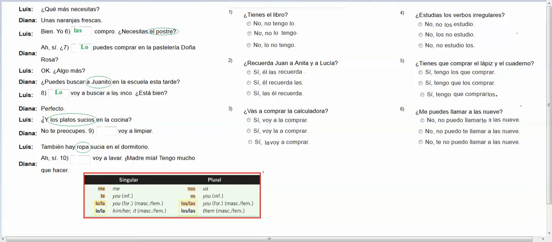Está bien. Perfecto. Y los platos sucios en la cocina? And he says, you know, the dirty dishes in the kitchen. She says, no te preocupes, voy a limpiar. She's like, I'm going to clean them, meaning the dirty dishes, which would be los voy a limpiar. También hay ropa sucia en el dormitorio. Sí, blank, voy a lavar. Madre mía, tengo mucho que hacer. So then she says, yes, I'm going to wash it, meaning the dirty clothes. Clothes is singular, even though it might be multiple items of clothing, because it's ropa, not ropas, we use the singular form, which would be la voy a lavar.